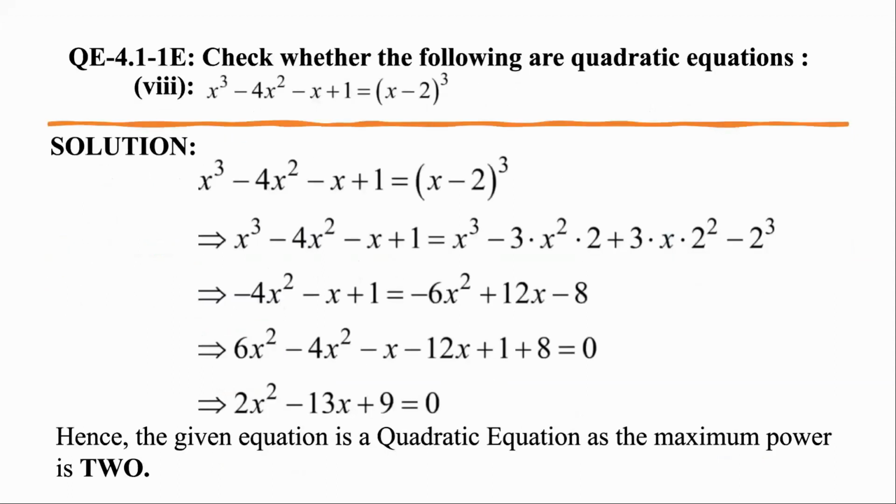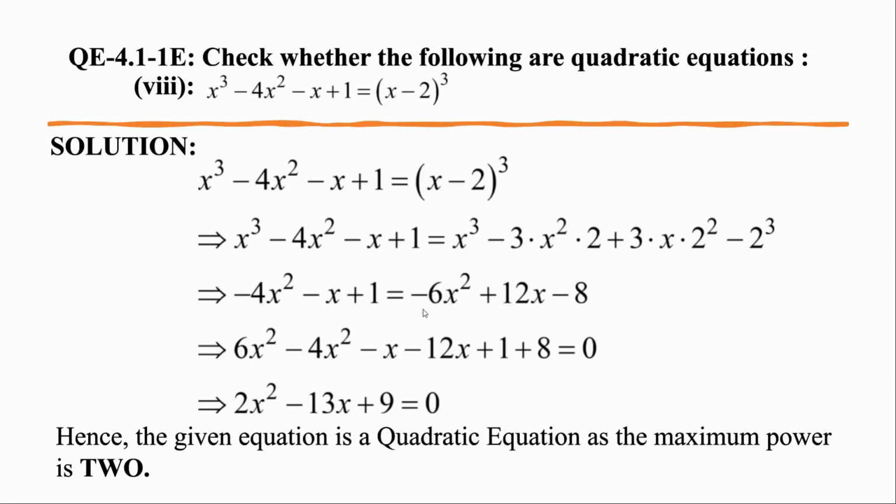Okay, fine. So here also it's x to the power 3 and x to the power 3, common on both sides, so we can cancel out easily. The remaining things are minus 4x squared, minus x plus 1, and in the right hand side minus 6x squared plus 12x minus 8 remains.